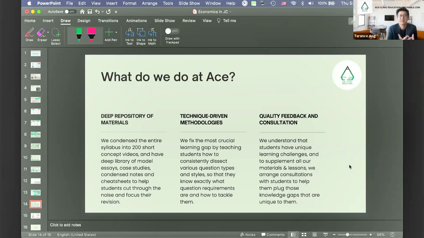So what do we do at ACE, right? We coach our students based on 3 really crucial things. The first, which we spend a lot of time building, is we have a huge, deep repository of materials. One of the key things that we have is an online content platform that all our students get access to. And in there, we compress the entire syllabus content into 200 short concept videos. Every video is maximum 10 minutes, average 5 to 7 minutes.